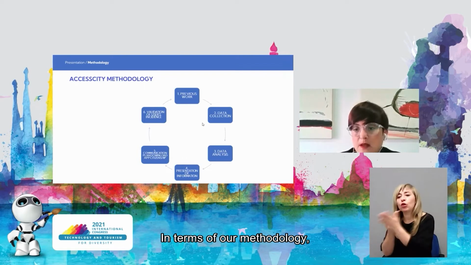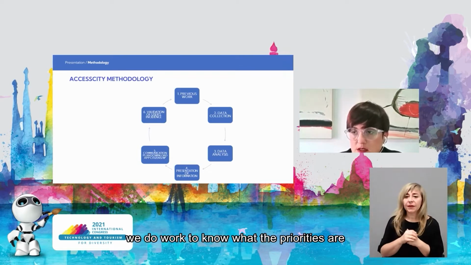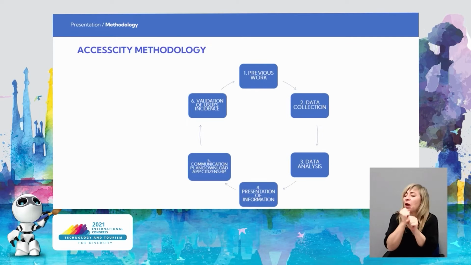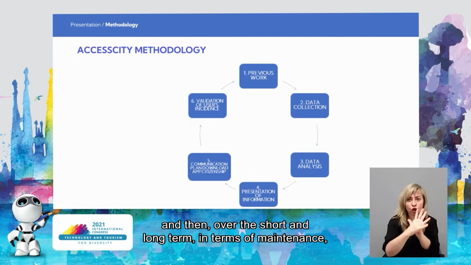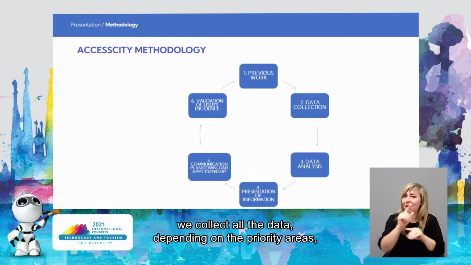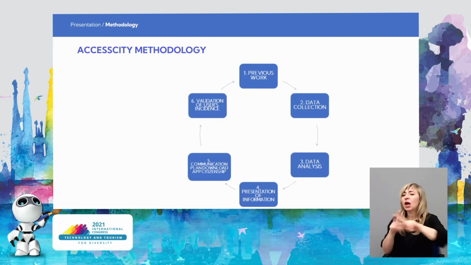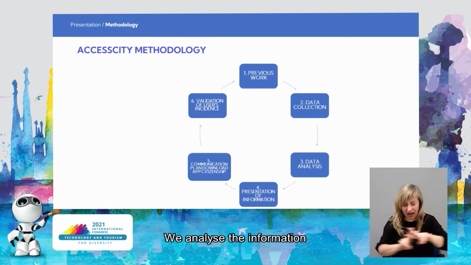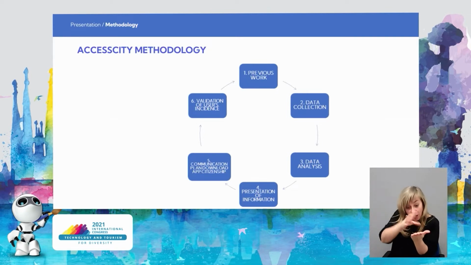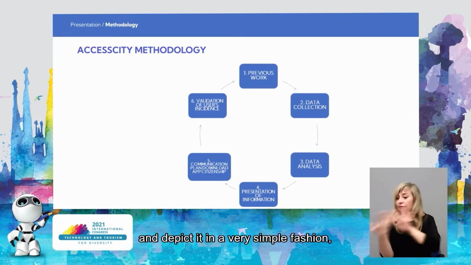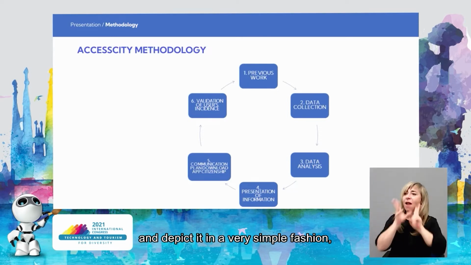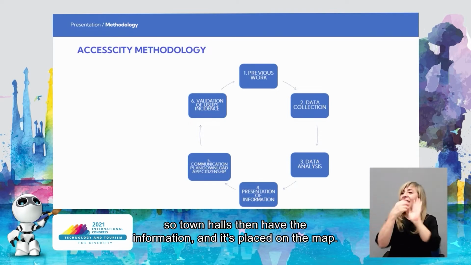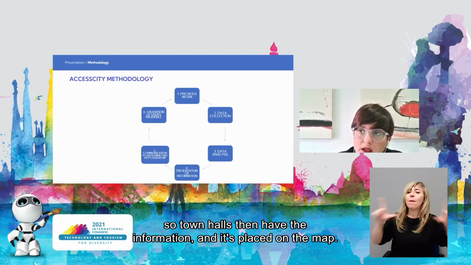Now, in terms of our methodology, first of all, we work to know what the priorities are at the local administrative level. And then over the short and long term, in terms of maintenance, we collect all of the data depending on the priority areas or the most imminent incidents that need to be addressed. We do an analysis of the information and then we communicate this information in a very simple fashion so that the town halls have that information and it's placed on the map.